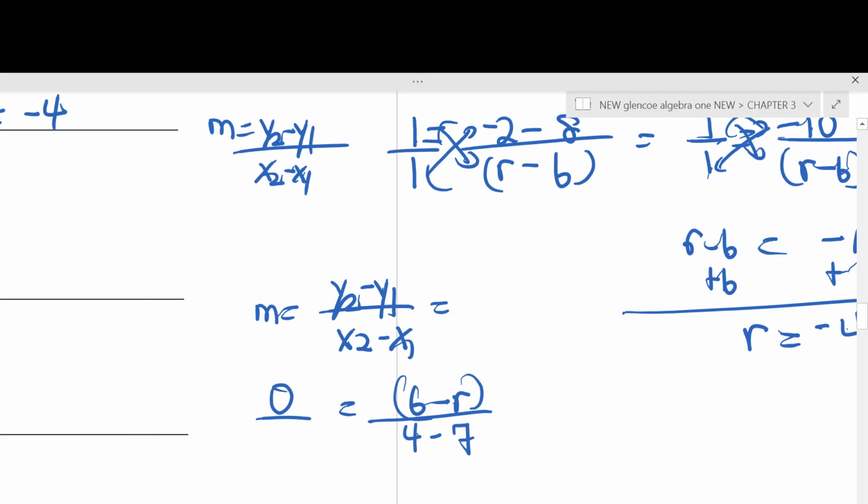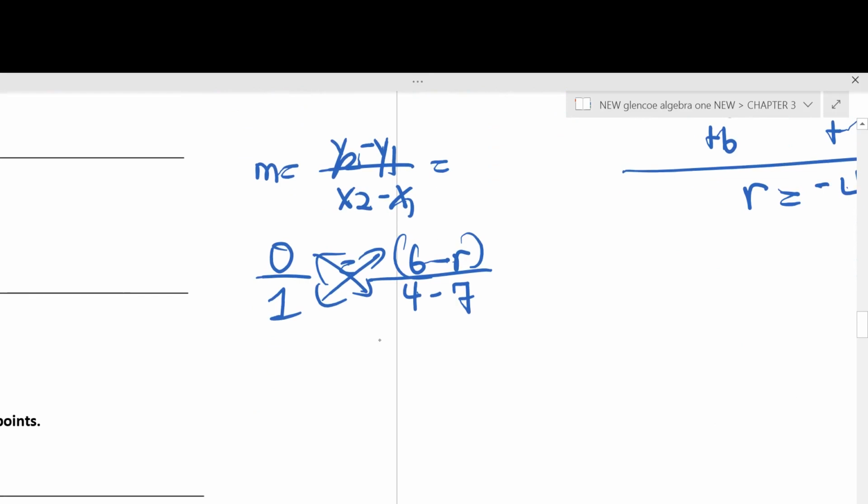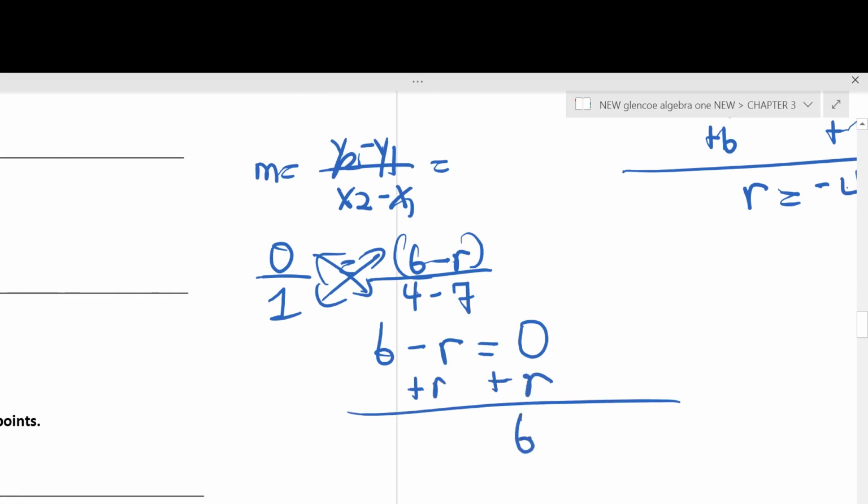In order for the slope to be 0, it could be 0 over any number, so we're just going to put a 1 there. Now we're going to cross multiply, and we get 6 minus r equals 0. Add r to each side, and you get 6 equals r.